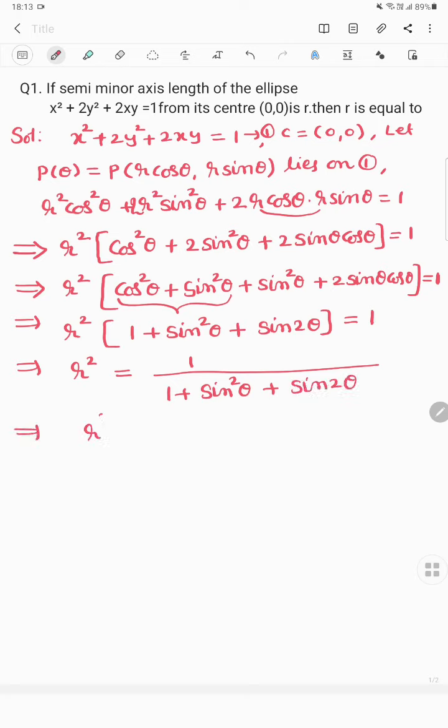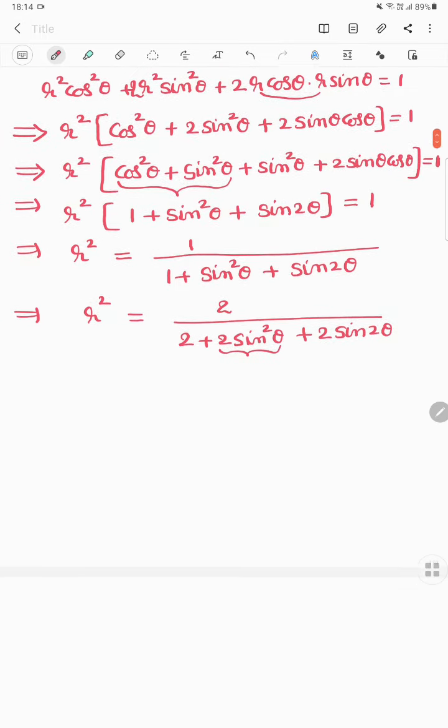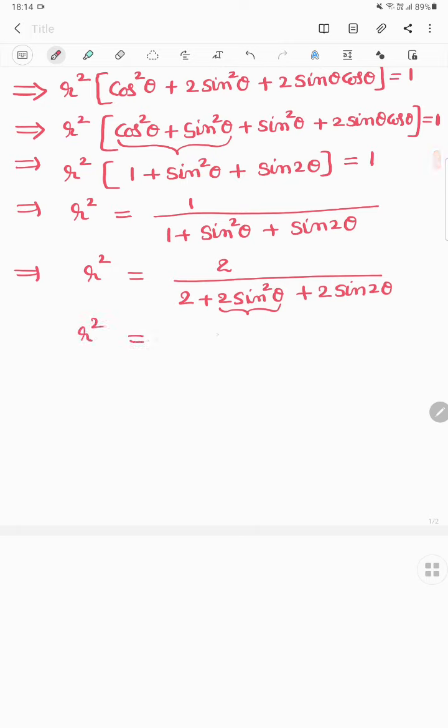Here r square is equal to, multiplying and dividing by 2, and I will explain why we are doing this: 2 by 2 plus 2 sin square theta plus 2 sin 2 theta. In place of 2 sin square theta, we write 1 minus cos 2 theta, that's all. Already 2 is there, now 2 sin square theta plus 2 sin 2 theta. That is the reason. Otherwise sin square theta we can write as 1 minus cos 2 theta by 2, then again take the LCM, it will take time.